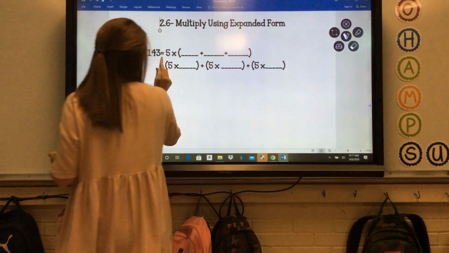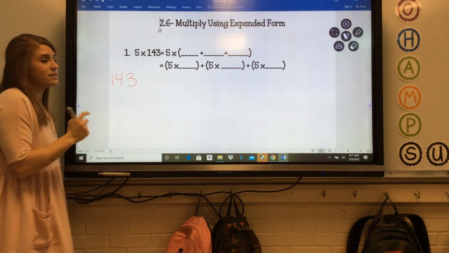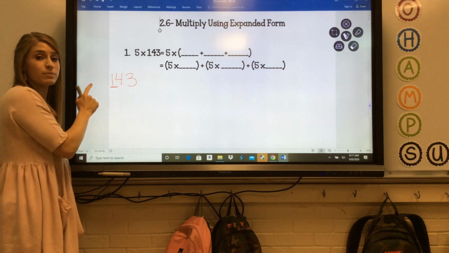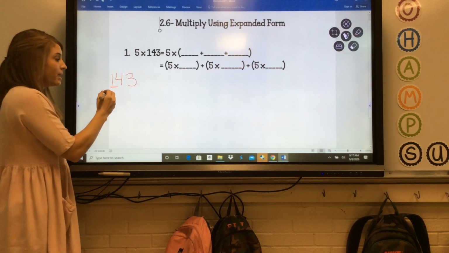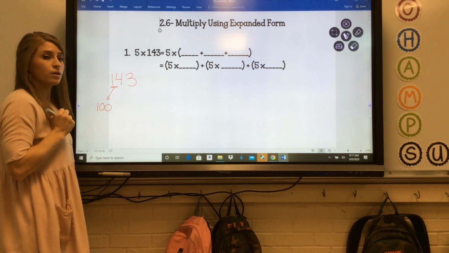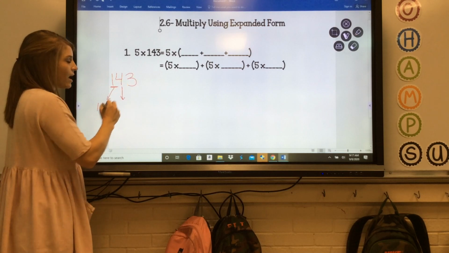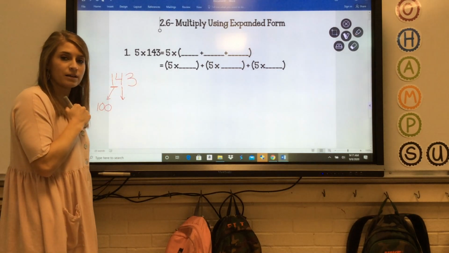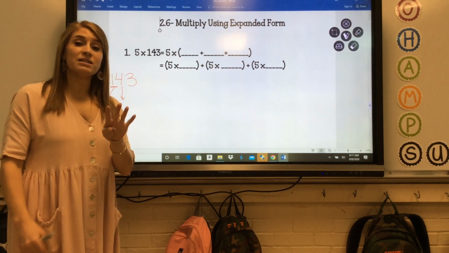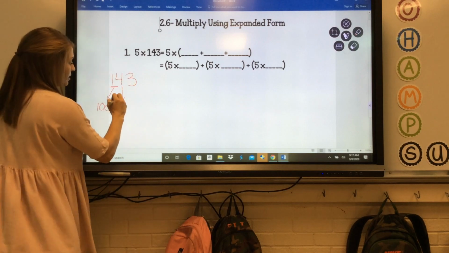We've got 143, right? What is the value of this 1 in the hundreds place? Right, it has a value of 100. What about the value of this 4? What is the value of that 4 in the tens place? Yeah, exactly. That 4 in the tens place is 40. 10, 20, 30, 40. Good job.